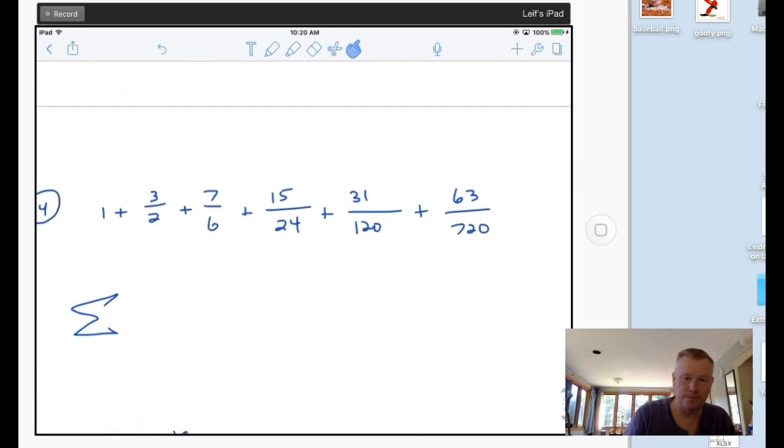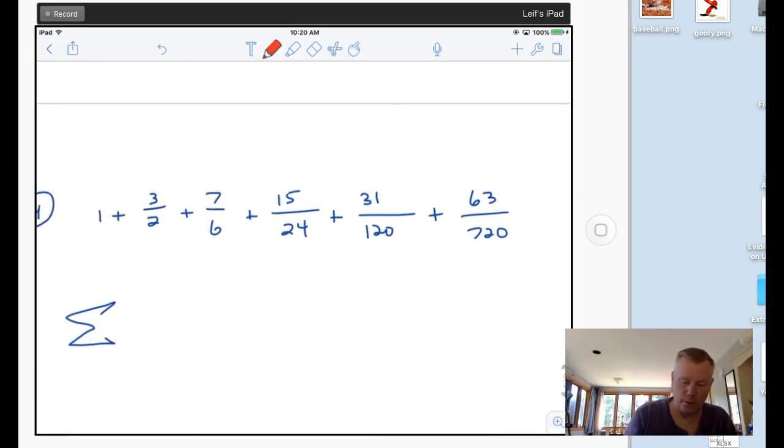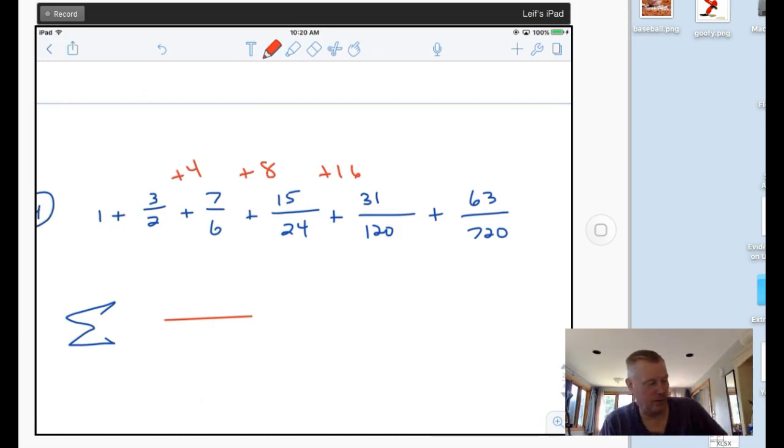Next one. Let's start with the numerator. This one's actually the tricky part. You got to kind of see this one. 3, 7, 15. You know, if you were to add 4, and then I add 8, and then I add 16. So those are powers of 2 up there, okay? Which means if I take 2 to the nth power, that'll give me that pattern.